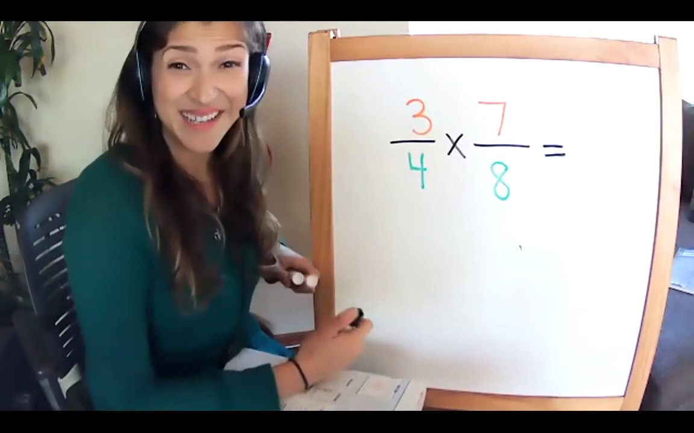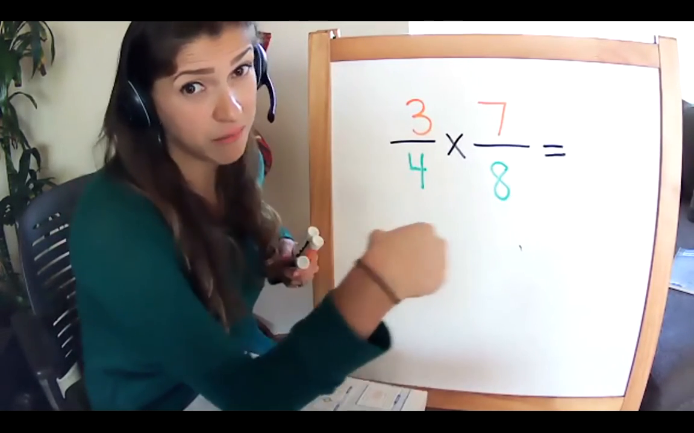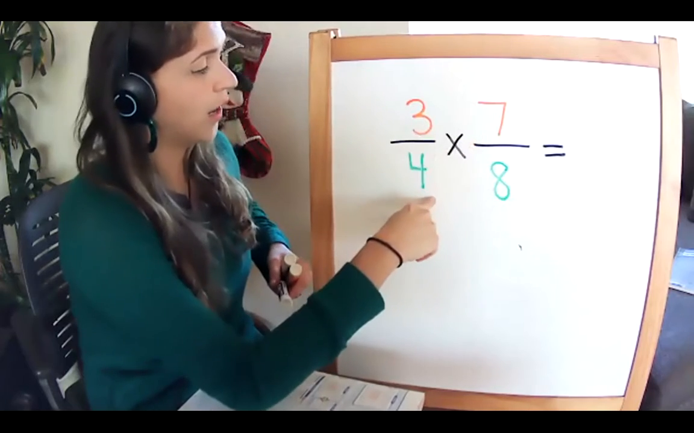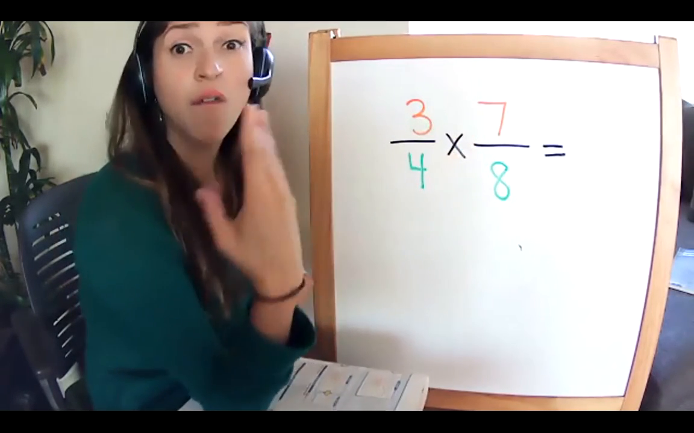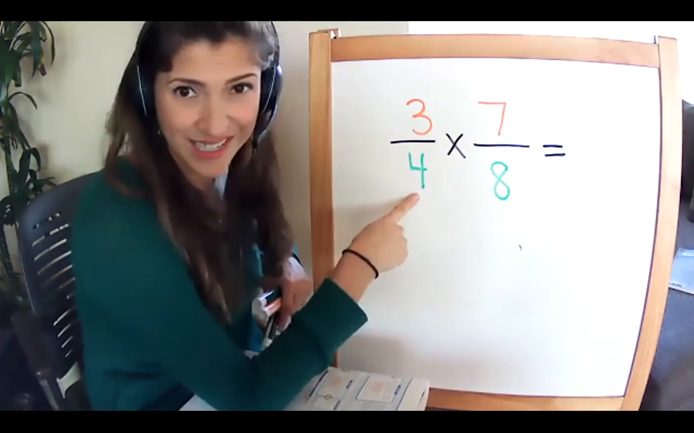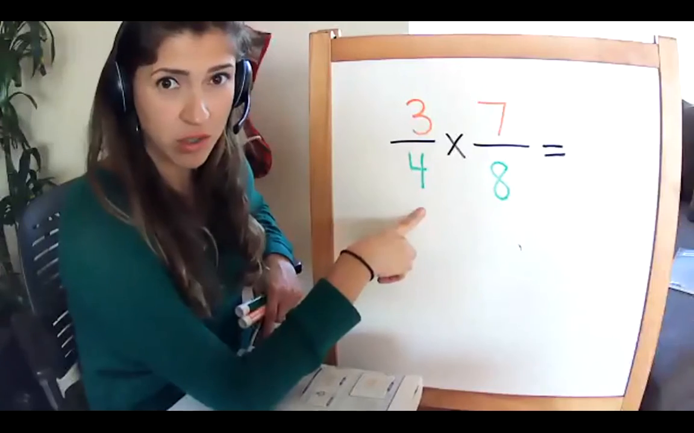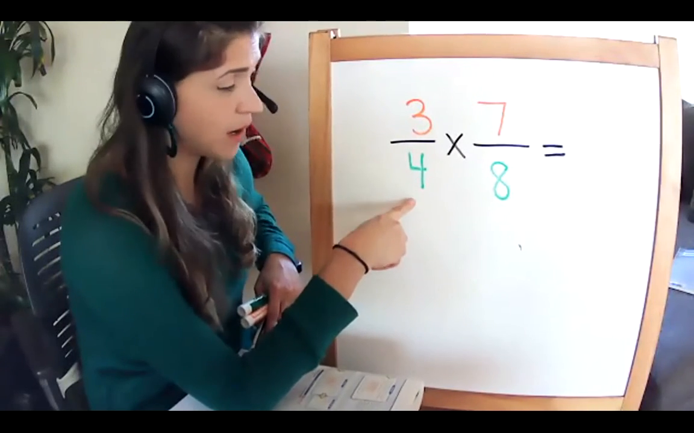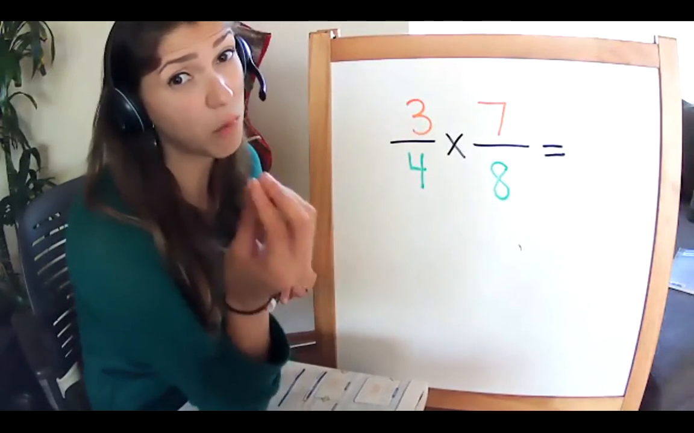Do you guys remember the difference? Multiples are your times tables. So 4, 8, 12, 16, 20. Factors are the numbers you multiply to get that number. So 1 times 4 or 2 times 2. So the factors of 4 would be 1, 2, and 4. They're the only possible numbers you can multiply.